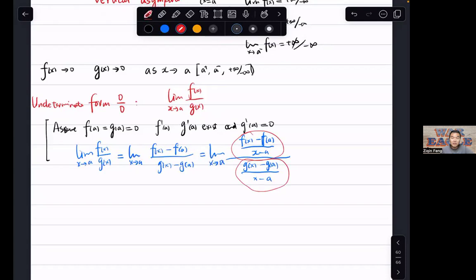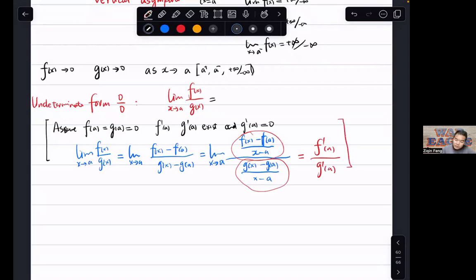As x goes to a here, you can split it because the limit of the denominator is not 0. And by the limit laws, you can evaluate the limit of the numerator and the limit of the denominator, then do a quotient. So this is the same as f prime of a over g prime of a, right? So this is basically the idea. So apply the idea to our formula.